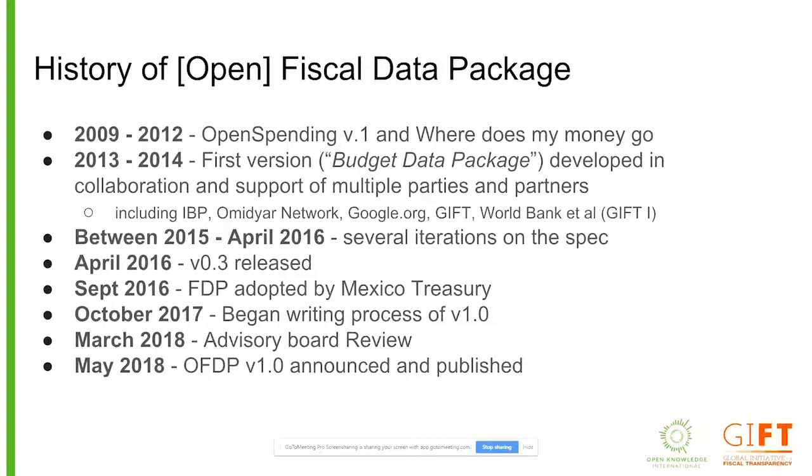By September of that year, the first adoption was there, as Juan Pablo already mentioned, by the Treasury of Mexico, which was great because it helped us get a lot of feedback from real practical use cases of what it means for a national government to adopt this specification. And that was really great feedback. So the process for the current version 1.0 started in October 2017. It was reviewed by the advisory board in March of 2018, and in May it was announced and published. So this is a bit of the history of how we came to where we are today.